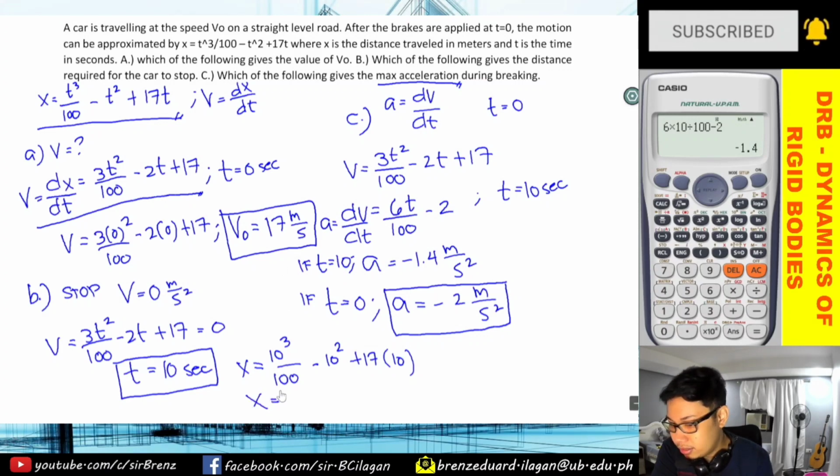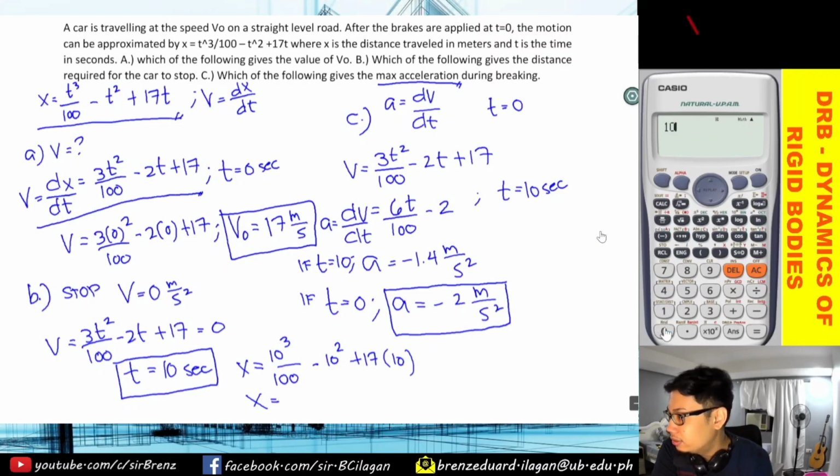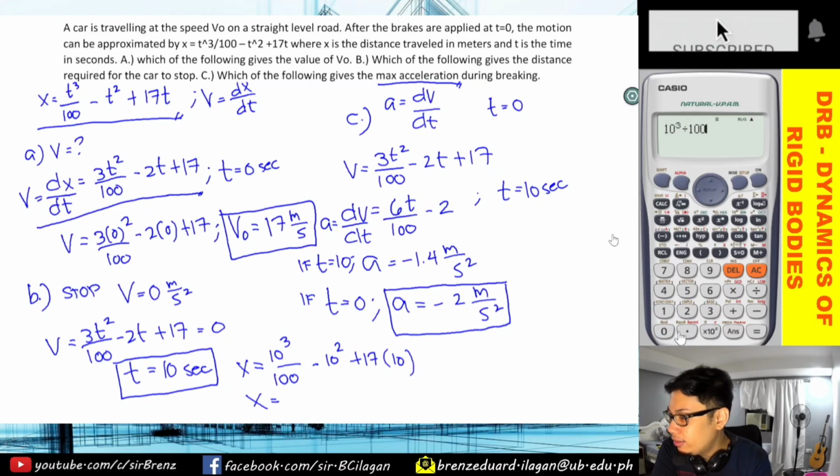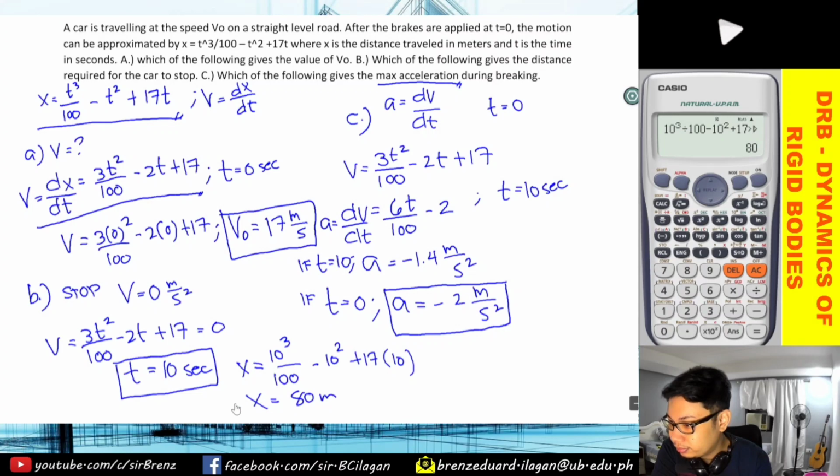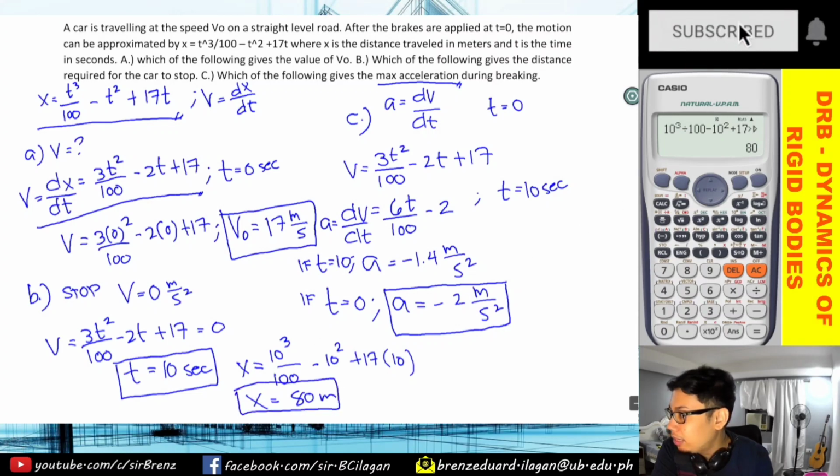So x, pindutin natin sa calculator. So 10 cubed divided by 100 minus 10 squared plus 17 times 10. Ayan. So, 80 meters. Sorry. So, ito pala yung mga final answer natin.